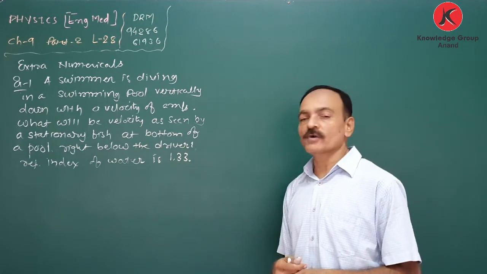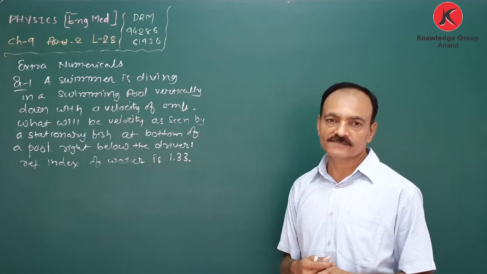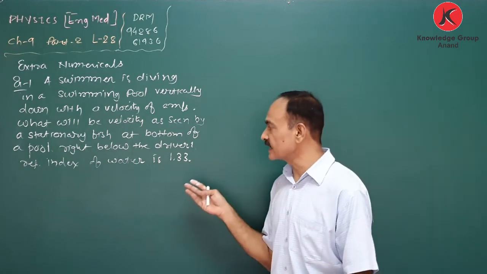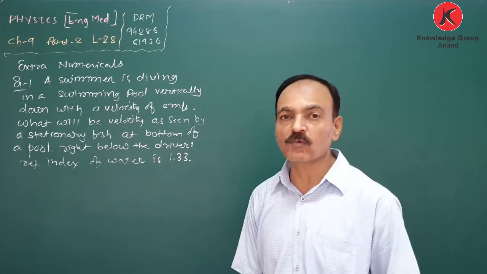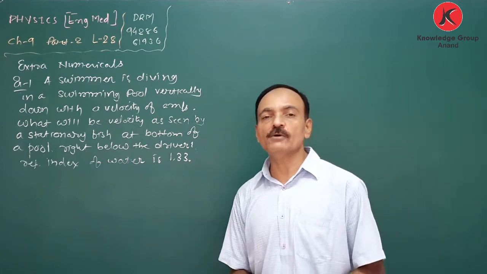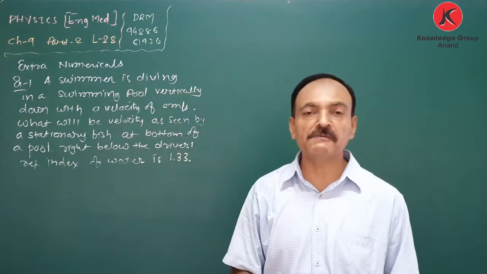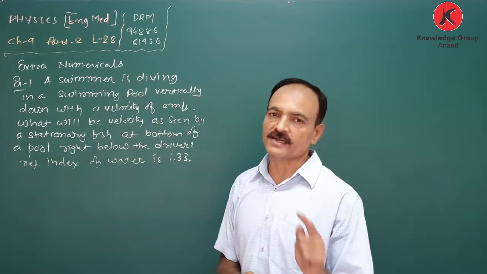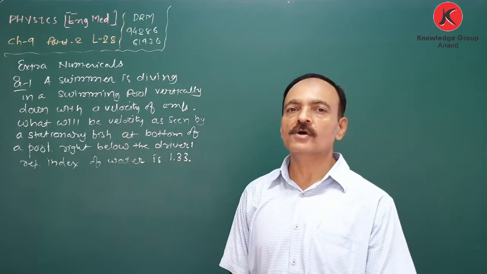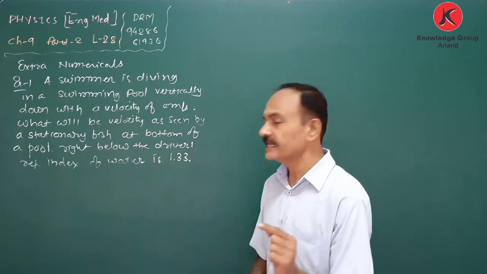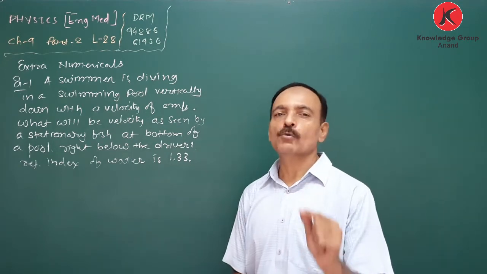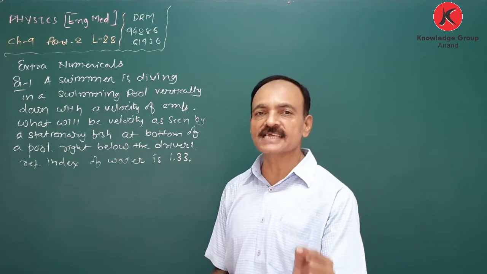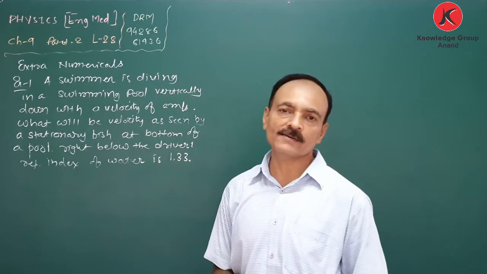The refractive index of water is 1.33. No other information is given, only the refractive index of water and the speed of the diver diving in the swimming pool, which is 2 meters per second. Now we have to find out the velocity experienced by the fish that is stationary inside the water, that means inside the pool.